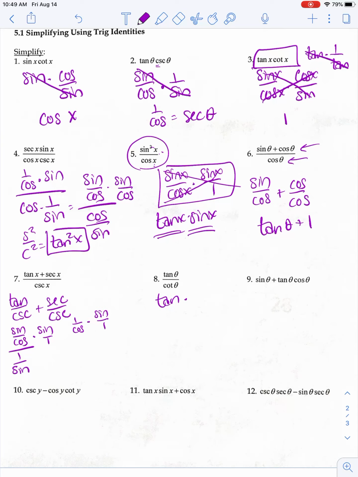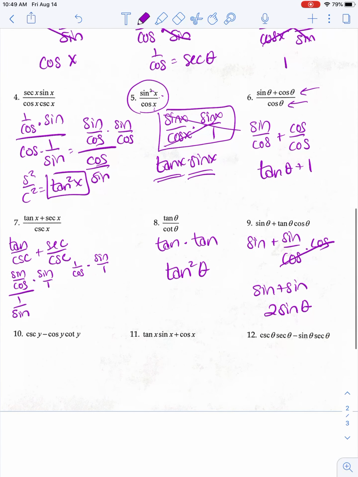Tangent over cotangent. Well, I'm going to try to see the big picture here. Cotangent on the bottom is the same thing as a tangent on the top, so that's tangent squared. This one I'm going to go sines and cosines. Those are going to cancel. I'm going to get sine plus sine, which is 2 sine theta, not sine squared.